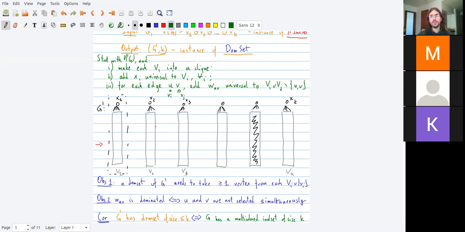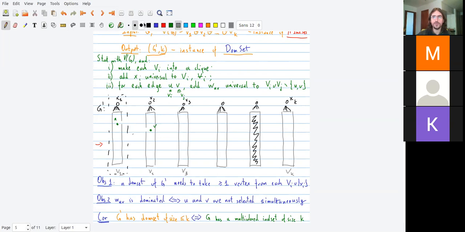So imagine that in our original graph G, there was an edge between, say, V1 and V2, between some U in V1 and some V in V2. Now I would like to mimic this edge, make a gadget that corresponds to this edge in our dominating set instance. How will I do it? Let me remove this edge, because now we are drawing the graph G prime in which this edge is actually not present.